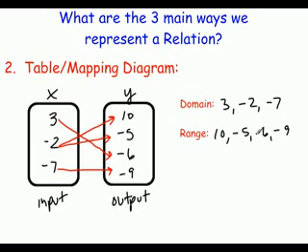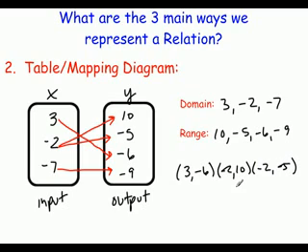Now, this kind of mapping could go straight to ordered pairs. It doesn't look like ordered pairs, but if I did write this as an ordered pair, 3, my input, goes with my output of negative 6, negative 2 has an output of 10, and an output of negative 5. And my last one, negative 7, has an output of negative 9. So these represent the same information.